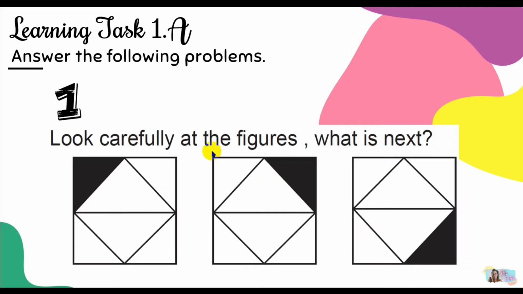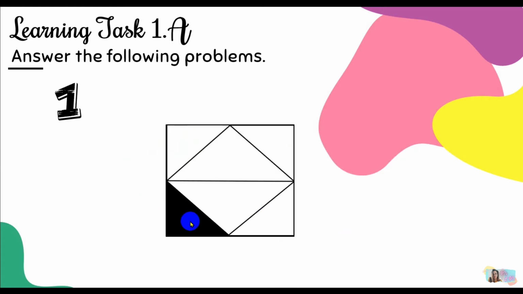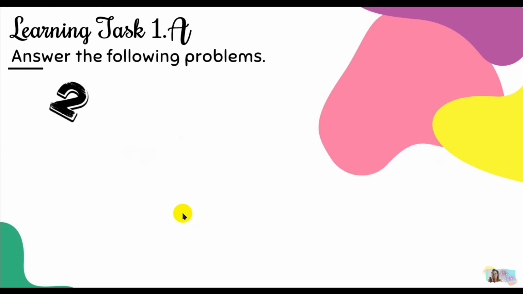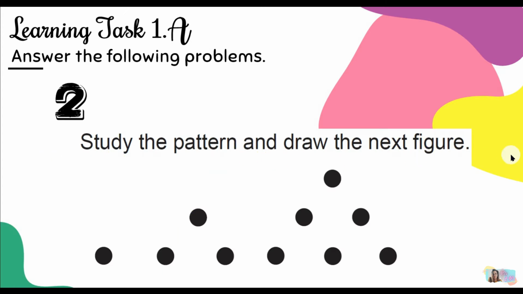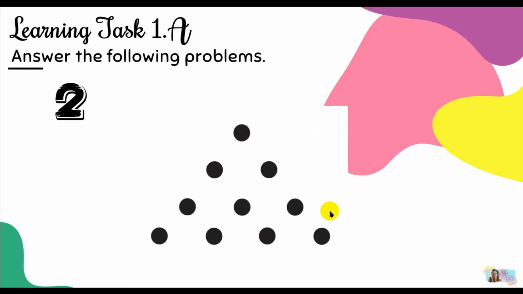Number 1. Look carefully at the figures. What is next? Where do you think the shaded region will be? That is the lower left portion. Number 2. Study the pattern and draw the next figure. For this one, we only have one circle. Here we have 3 circles. Here we have 6 circles. And how many circles would there be on our next figure? There are 10.